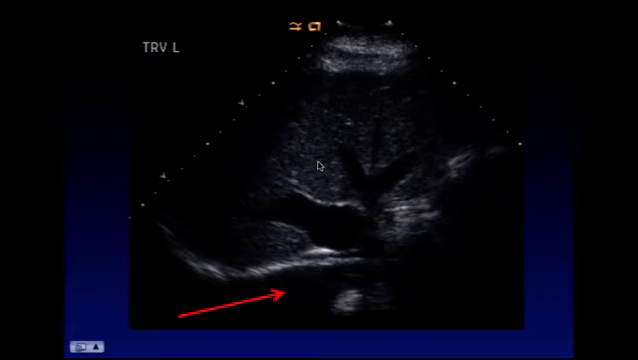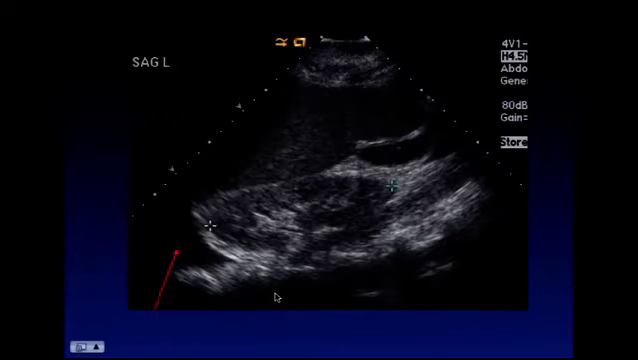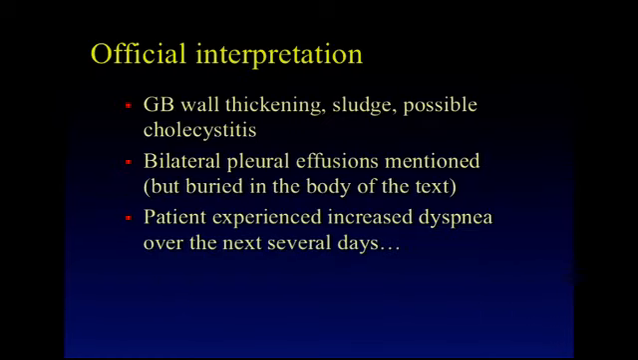Images through the right upper quadrant, subcostally on the liver, showed a normal appearing liver, but incidentally there was what appeared to be fluid in the right pleural space. Images of the left upper quadrant showed a large spleen, a normal kidney, but again, some fluid apparently in the left pleural space. So the official interpretation was gallbladder wall thickening, sludge, possible cholecystitis, and the bilateral pleural effusions were mentioned, but they were buried in the body of the text and not brought out in the impression.